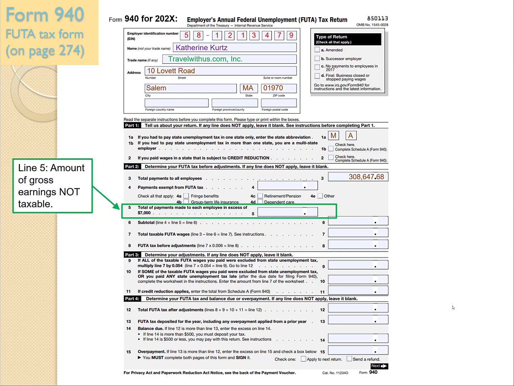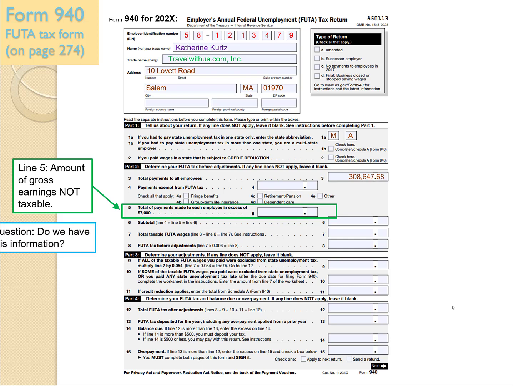Line 5, amount of gross earnings not taxable. A lot of students misread this. They're not asking for the taxable amount. They're asking for the amount that is not taxable. Total payment made to each employee in excess of $7,000. Remember, for FUTA, only the first $7,000 per year per employee is taxable by FUTA. So here they're asking for how much was in excess of $7,000.